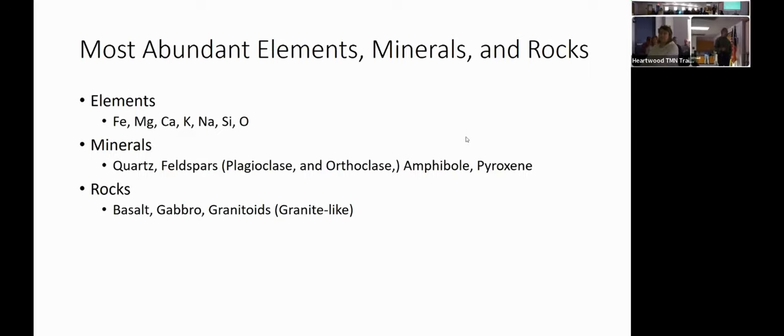Granite or granitoids, and I didn't put it in granite-like, this is the intrusive version. The extrusive version is called rhyolite. Here's a rhyolite.